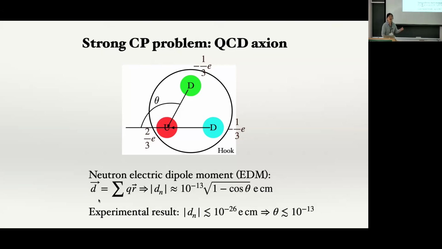But experimentally, we haven't observed the neutron EDM. Instead, we have a very stringent upper bound on the neutron EDM size, which translates into a stringent bound on the theta angle, so the theta angle has to be tiny. The strong CP problem is really just to explain the non-observation of the neutron EDM so far, or equivalently, the smallness of the theta angle.